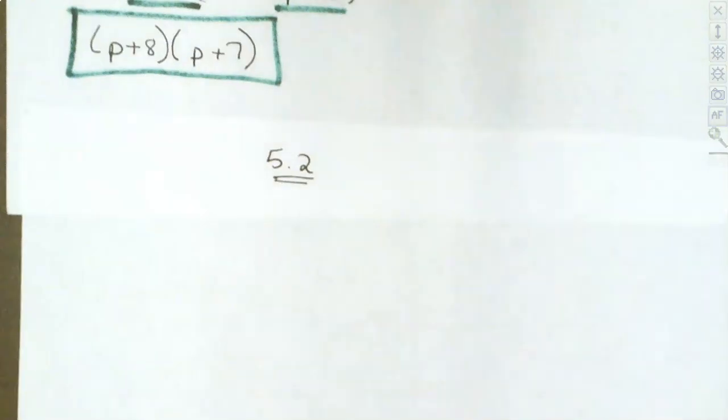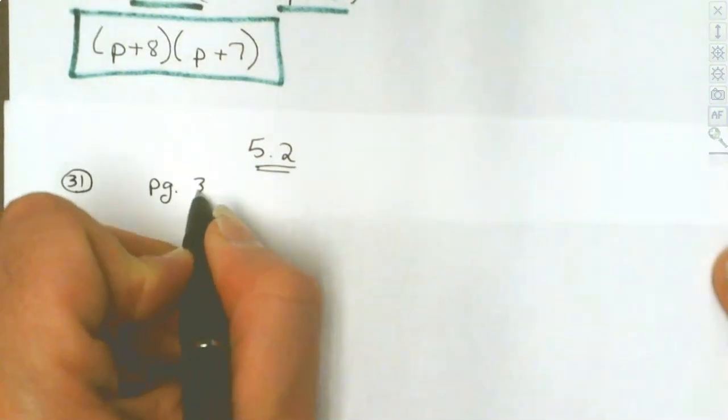Still in 5-2. Now we're going to do some more of these. I'll just pick some different ones from our textbook to go through and factor. One thing we also need to remember is if it starts with a negative, you've got to factor out the negative. So let's look at question 31 on page 355.